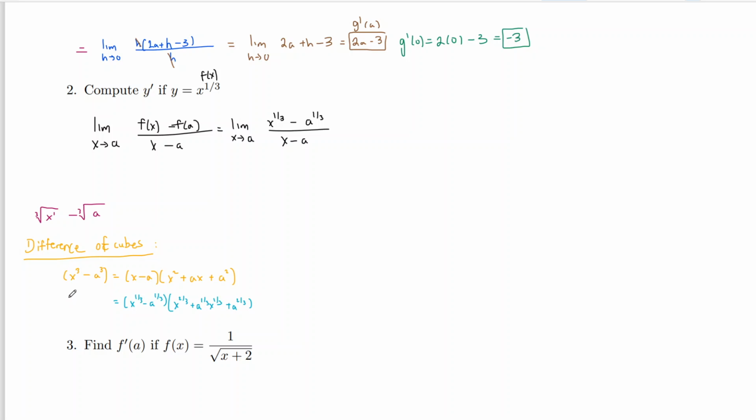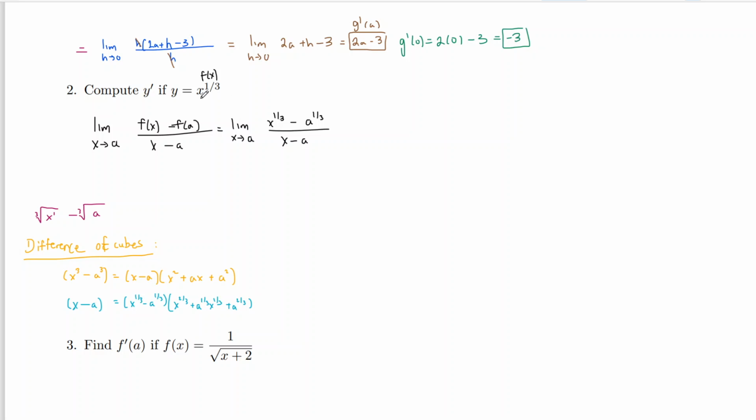What is the cube root of each part of this? Well, this would be x minus a. Why is this going to be so useful? Well, what this is telling us is if we multiply our x to the 1/3 minus a to the 1/3 by this, it'll just be x minus a. So I know that sounds confusing. You have to know this difference of cubes formula, but this is really where it comes from.